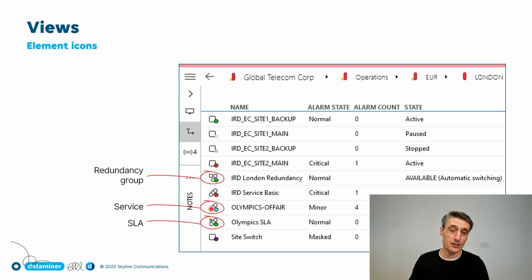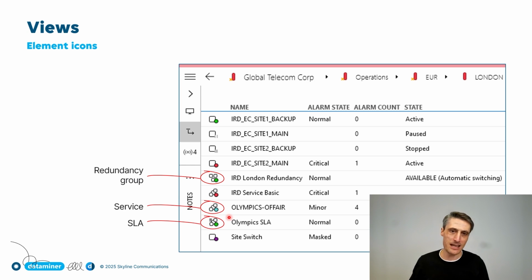The SLA, the service icon here, the service icon is like two element icons with some lines there, so they are connected, it's more like a service chain. You have multiple elements that are responsible to deliver a certain service to your customer.